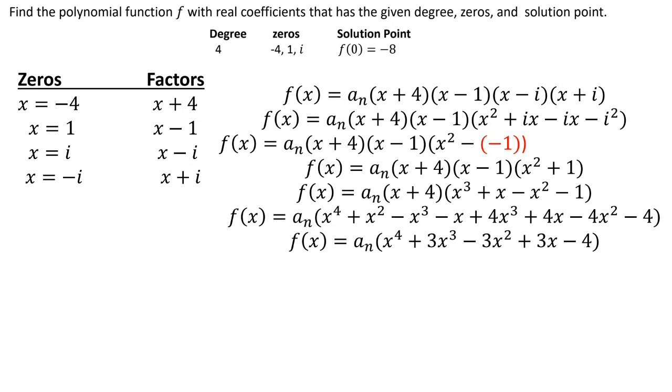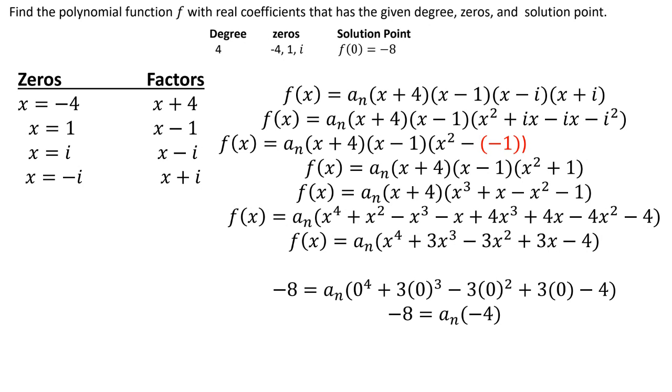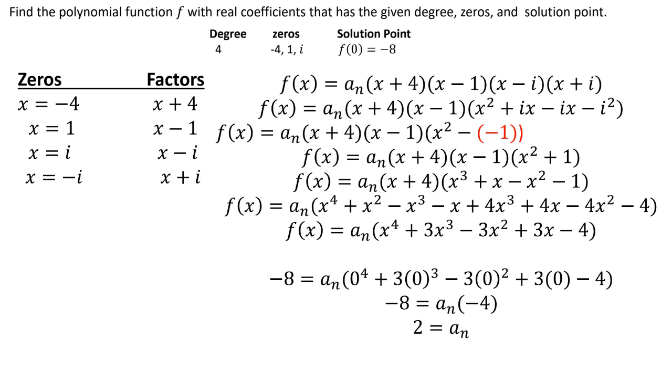But what about this a sub n? Now this is where the solution point is going to come in handy. This is telling me that when x is equal to 0, I have a y value of -8. So that's what I'm going to do. This says that when I plug in a 0 for x, my answer should be -8. So let's go ahead and simplify. And when I do this, I'm going to get -8 is equal to a sub n times -4. So to solve for a sub n, I'm going to divide both sides by -4. So a sub n is equal to 2.